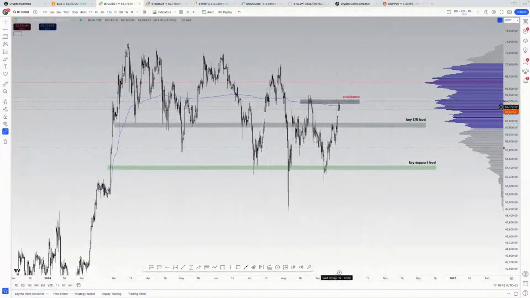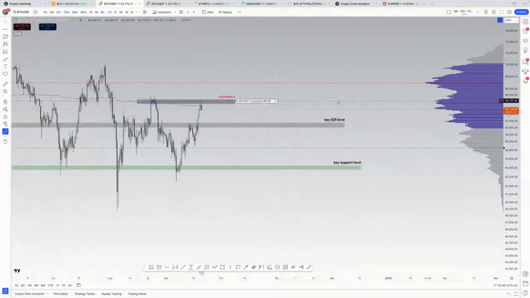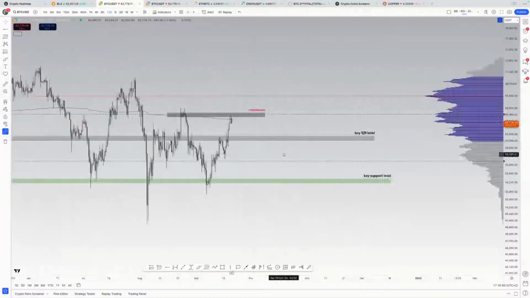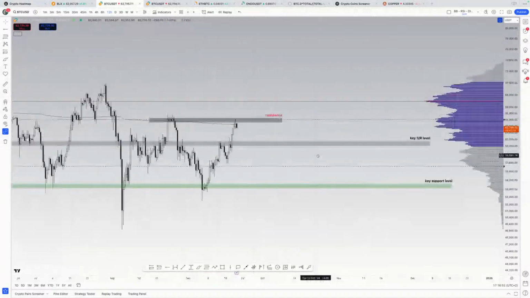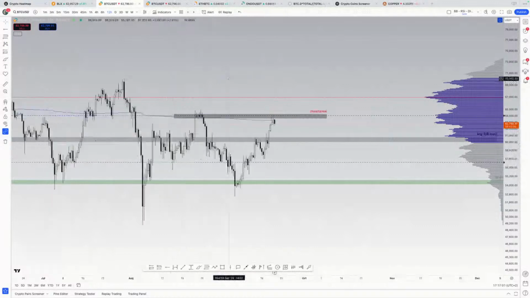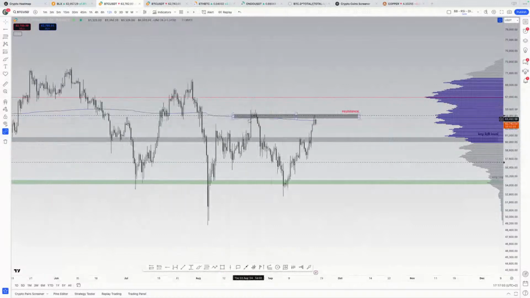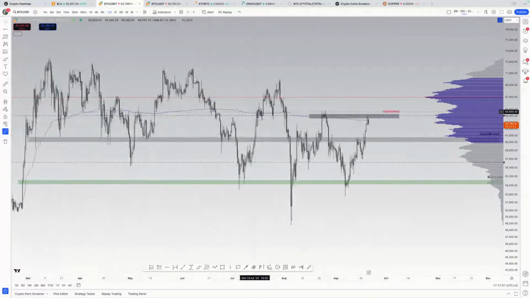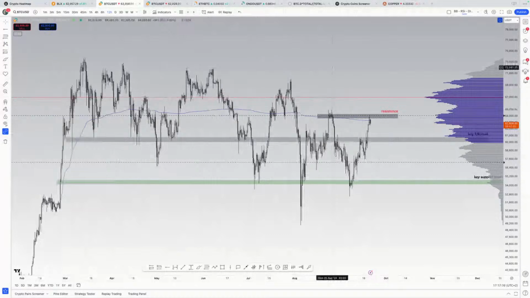Oh, by the way, if it's able to break this resistance level, then this structure, then I will see it as a continuation of this structure, this higher high and higher low structure. And it will also take out this high here, which is pretty bullish from a structure perspective.